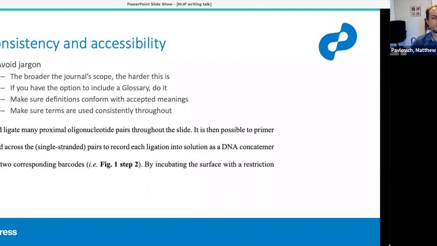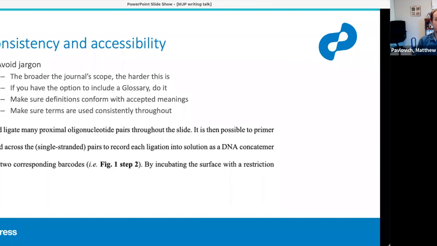Here's an example of jargon. I'm not going to read it all, but you see things like ligate, proximal, oligotide, nucleotide pairs, primer extend across the single-stranded pairs to record each ligation. If you know a lot about molecular biology, this makes perfect sense to you. If you are a tissue engineer who's interested in wound repair for human health, you don't know what this means. So this is an actual first draft of a manuscript that I got a couple years ago.